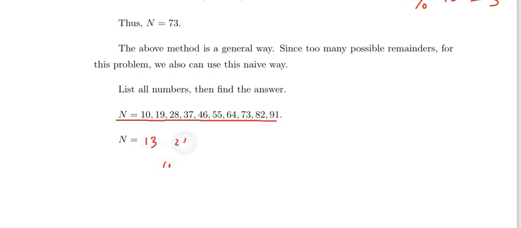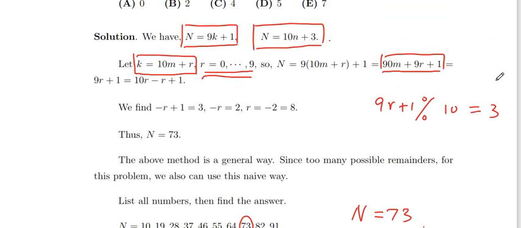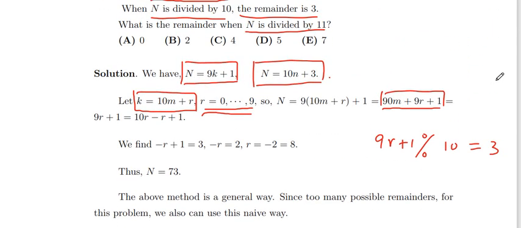So 23, 43, 53, 63, 73, 83, 93. Okay, so we just check. We find this number satisfies both of them. So n is just this number, right? Okay, so then this number divided by 11, what is the remainder? By now, this problem becomes very easy.